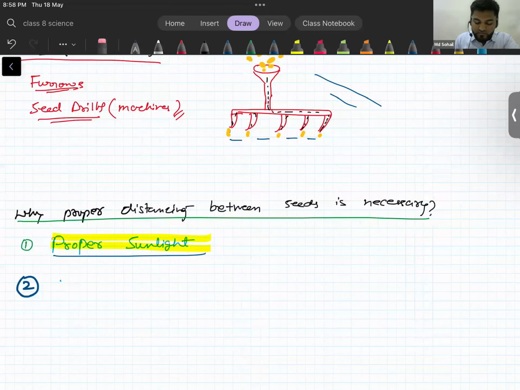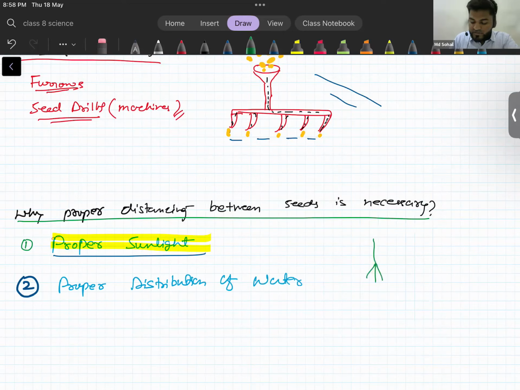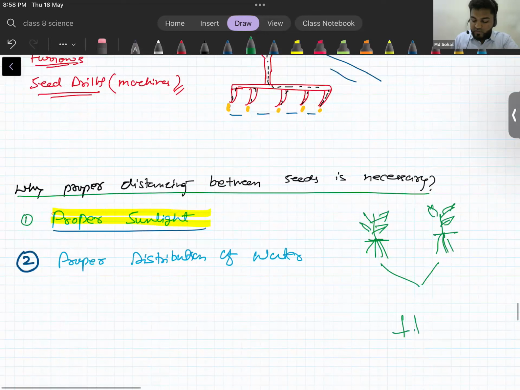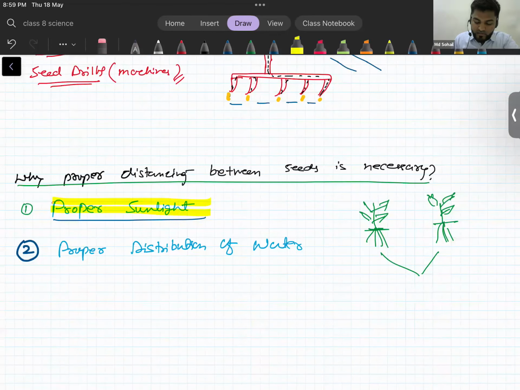Proper distribution of water, right? If I plant the two seeds at proper distance, when they become bigger plants, they will be able to get an equal share of water. If I were to plant these two seeds very closely, what will happen? They will not be getting an equal share of water, right? So the second reason is that proper distribution of water has to be ensured here. Now think of one more reason why we plant them at distance.